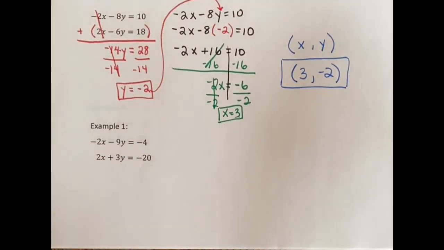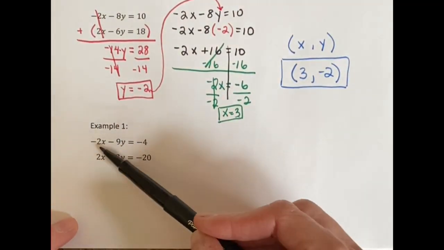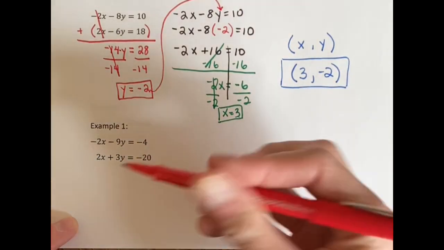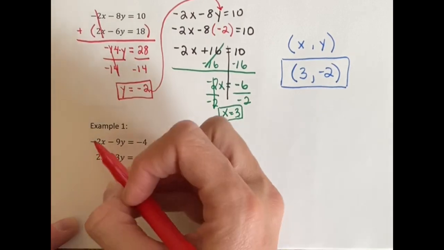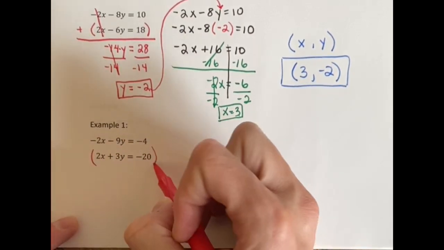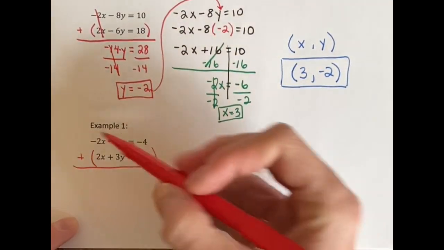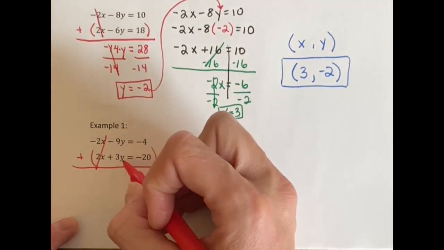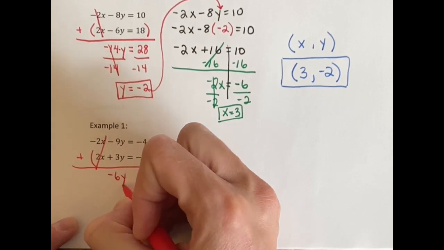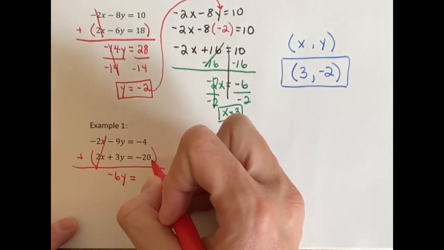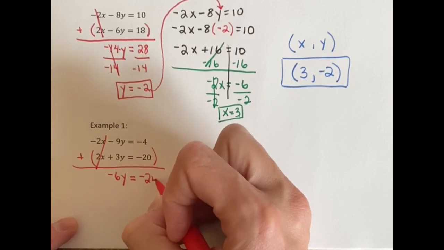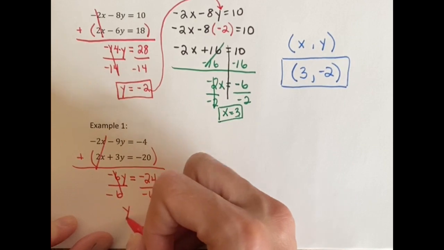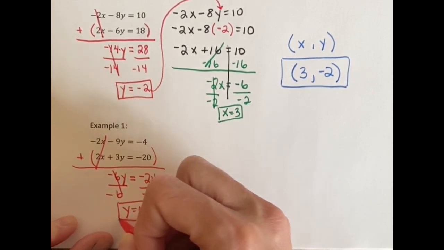So let's look at my next example. Remember, the first thing we want to make sure is they're both in standard form with x, y equals a number, and they are. Then we need to check, are my x's the same here? Yeah. Are they opposite signs? Yes, so we can just add the equations. So negative 2x and 2x will cancel. Negative 9y plus 3y gives me negative 6y. Negative 4 and negative 20 gives me negative 24. Then I'm going to divide both sides by negative 6, and I get y equals 4.